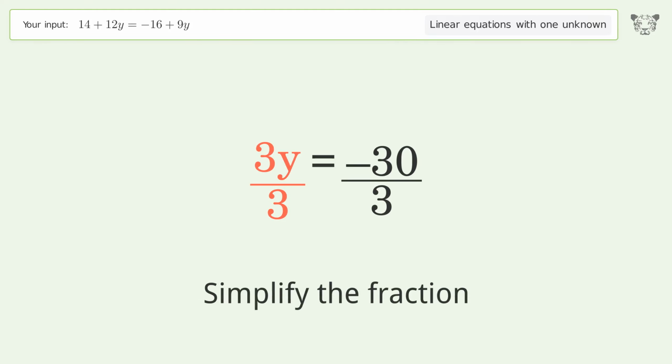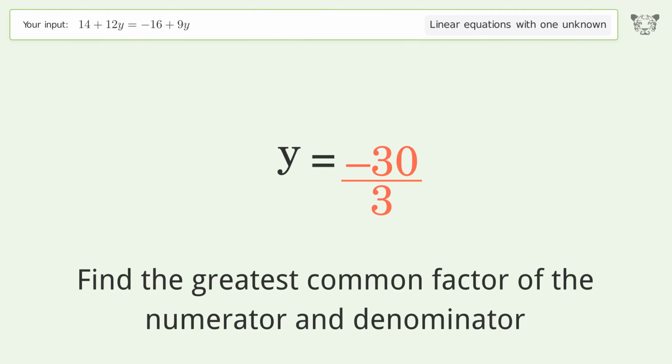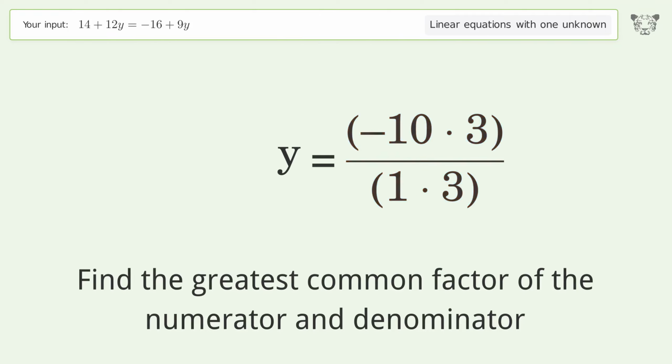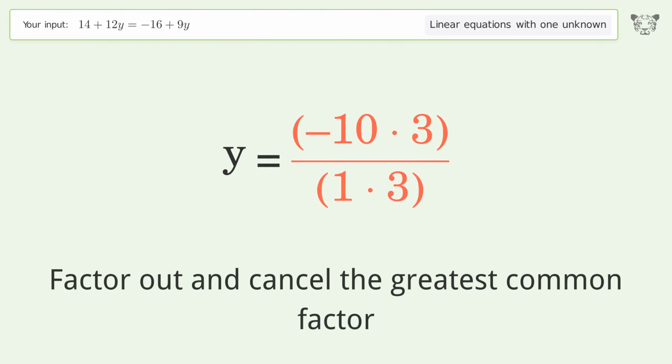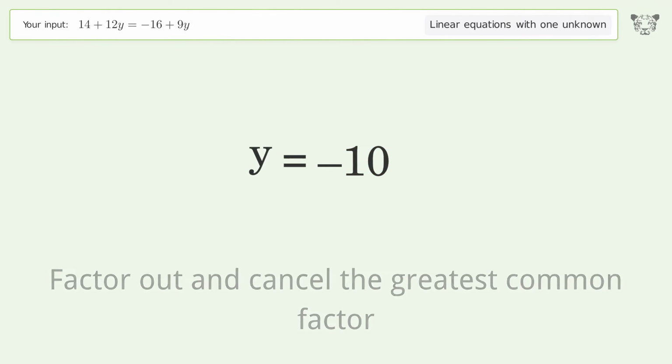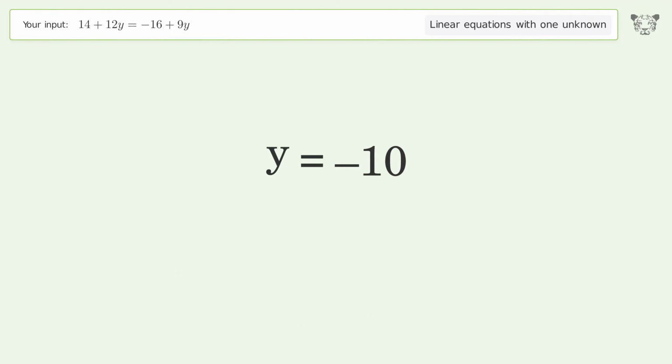Simplify the fraction. Find the greatest common factor of the numerator and denominator. Factor out and cancel the greatest common factor. And so the final result is y equals -10.